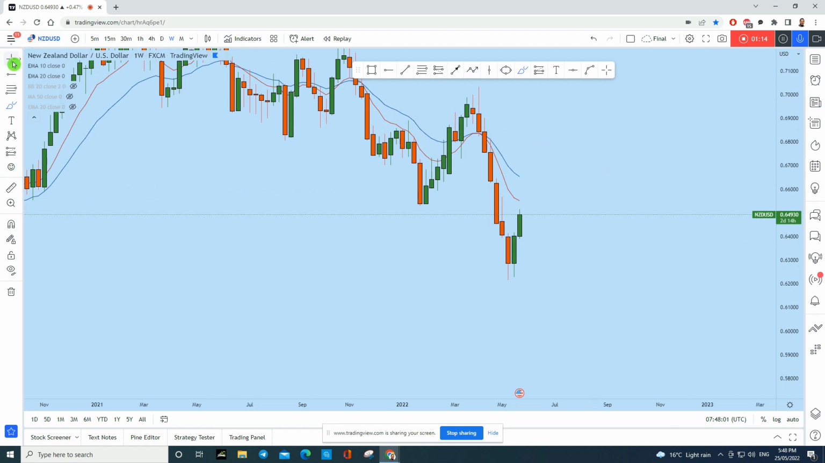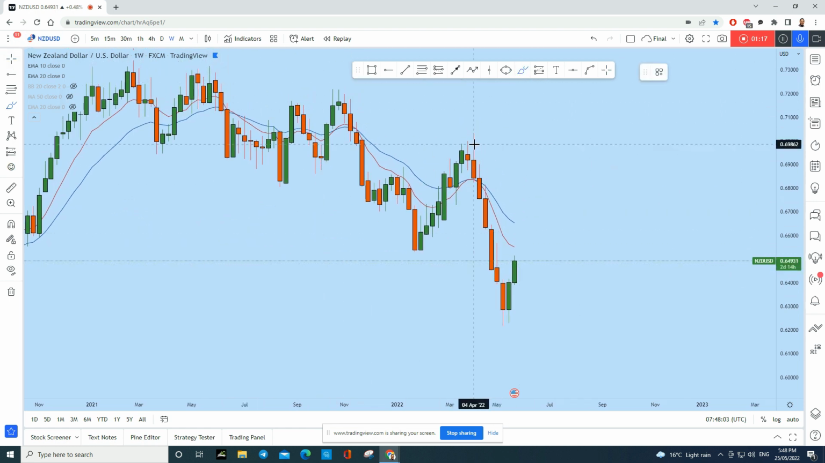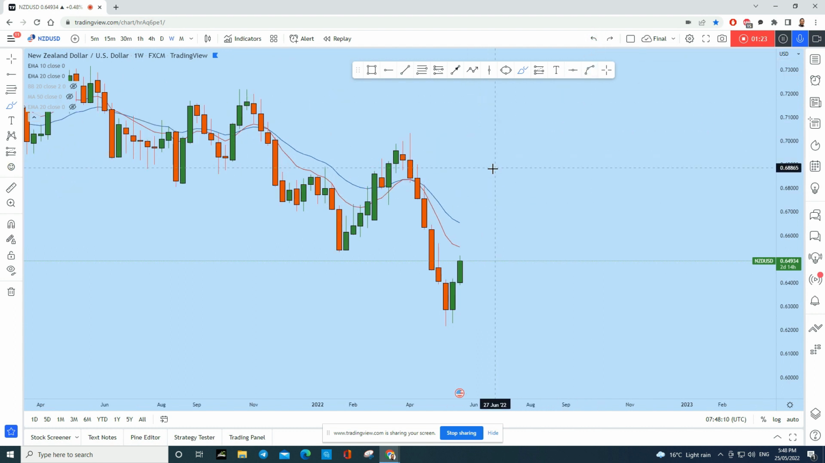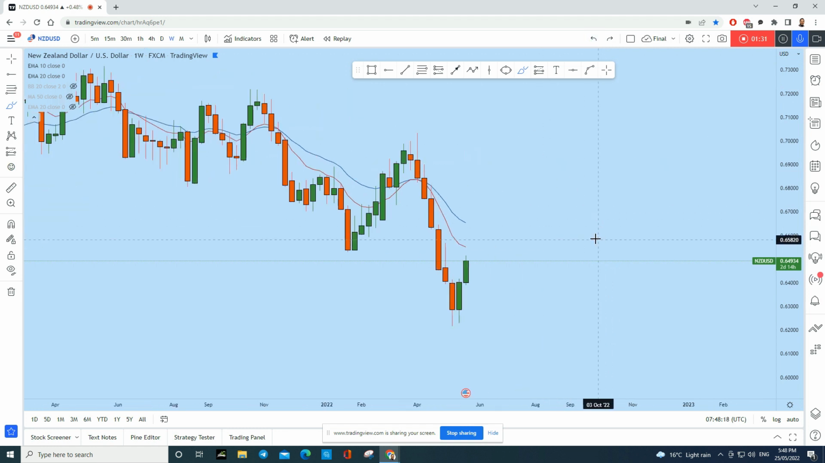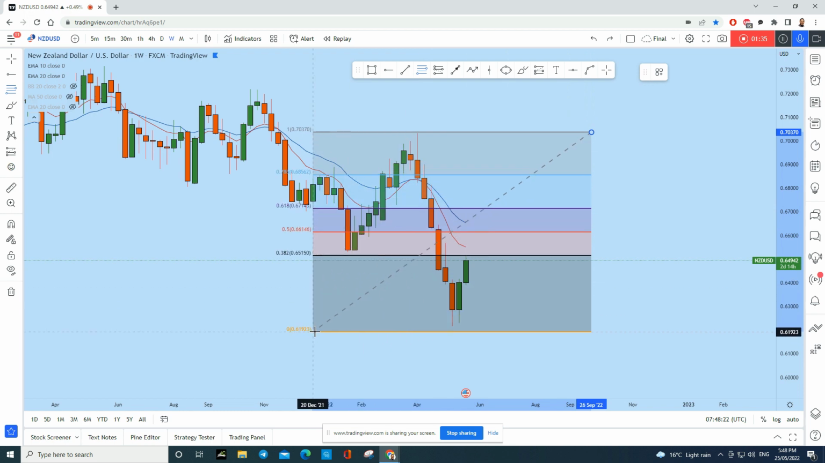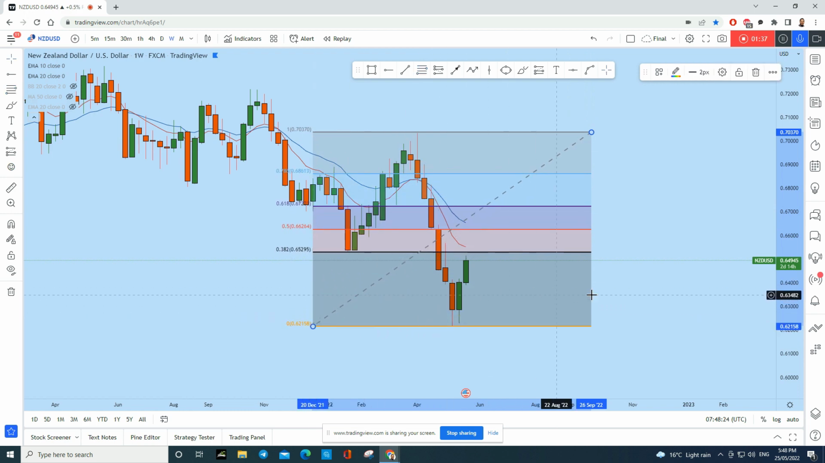Now, after this weekly bearish engulfer, you have seen there is a bearish engulfer on NZDUSD in the weekly time frame, and every week NZDUSD created a series of lower highs and lower lows and aggressively pushed to the downside. Now let's find our Fibonacci level to see where we can expect NZDUSD to go. Take your Fibonacci from the high to the low.